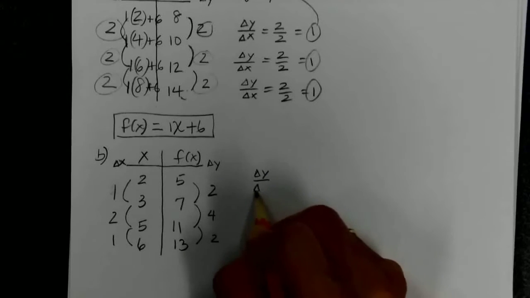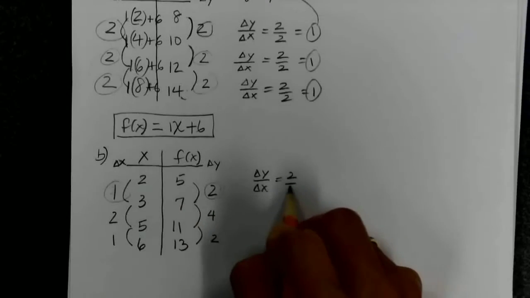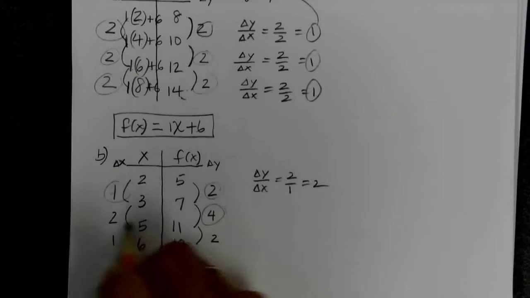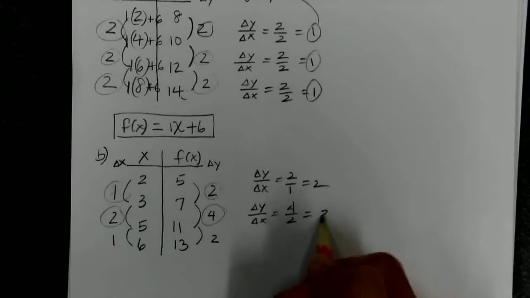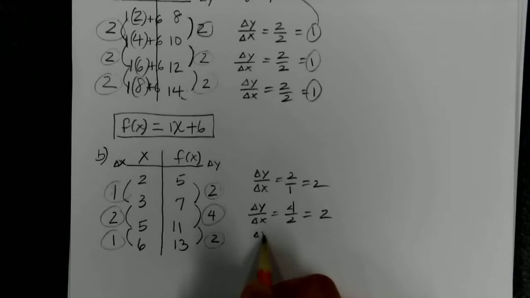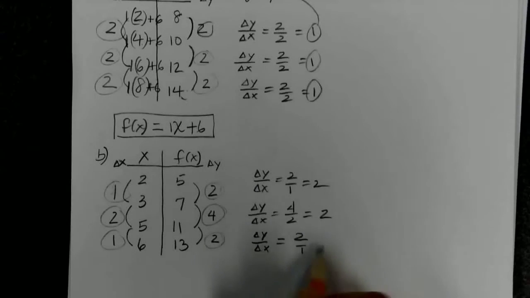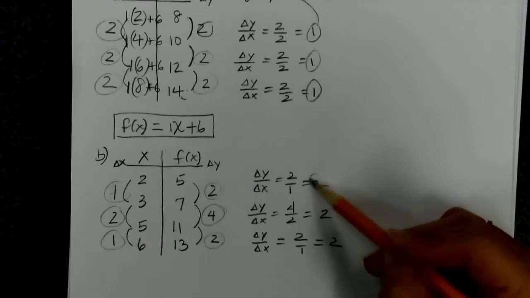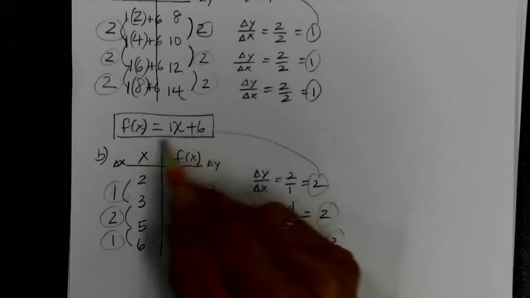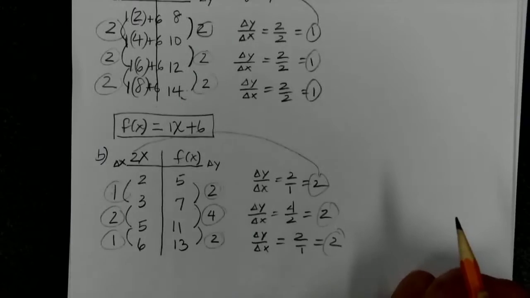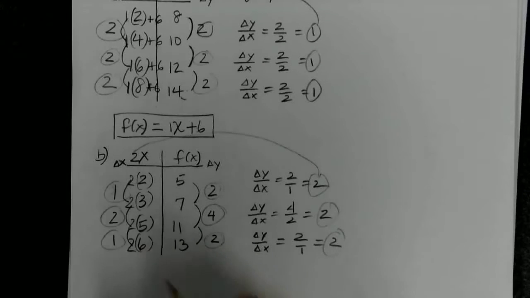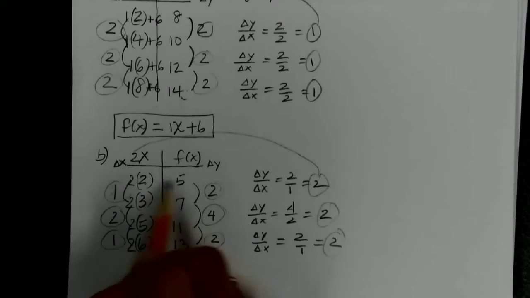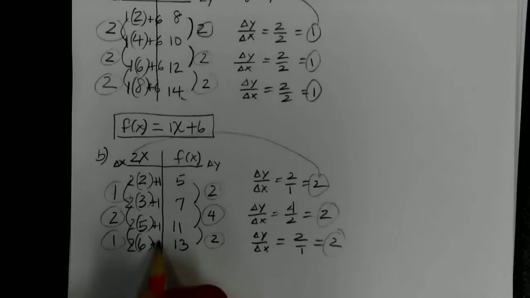So change in y over change in x for the first set is 2 over 1, which is 2. For the second set, change in y over change in x is 4 over 2, which also reduces to 2. And then change in y over change in x is 2 over 1, which is still 2. If you notice this time, the 2's are all the same, so that's the number we're going to multiply by x. When we multiply by the x values, my domain, 2 times 2 is 4. This time I need 1 more to make it 5.